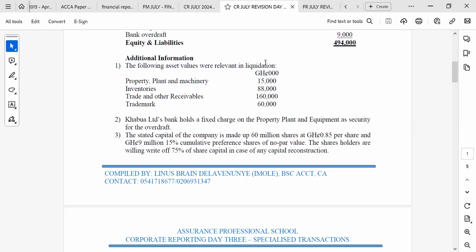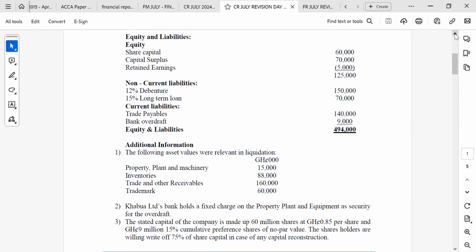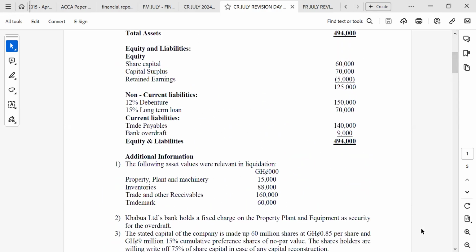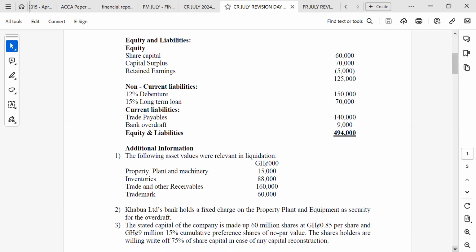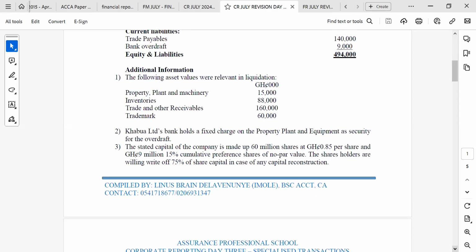So what is the amount that they are having currently? They are having 51,000. So if they are writing 75% off, they will be having 25% remaining, isn't it? Yes, please. If the equity shareholders are writing down their share, would that be an income or expense to the entity? An expense. Are you sure? It's a gain.